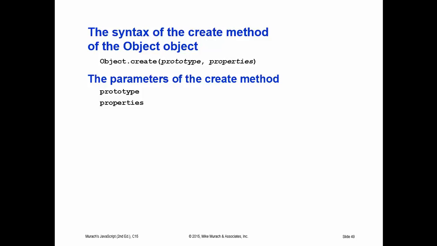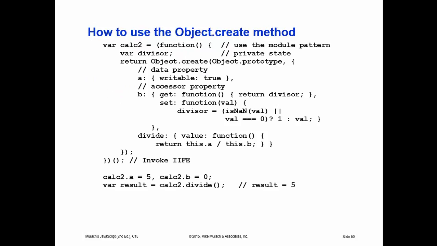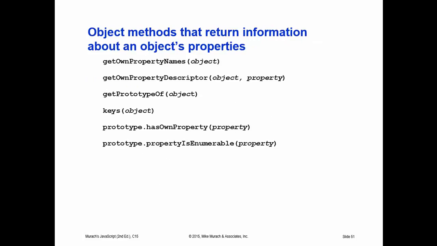A couple more things. The Object also provides several methods for checking the attributes of a property, also known as inspecting them. The ones that are shown here, the first one, getOwnPropertyNames, returns an array of all properties created directly on the specified object, whether enumerable or not. Does not include properties in the prototype chain.